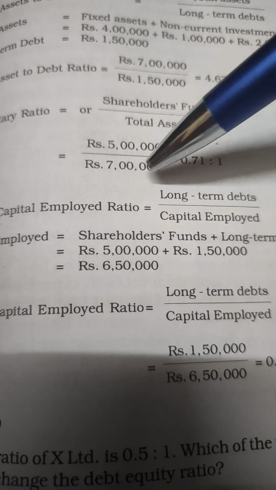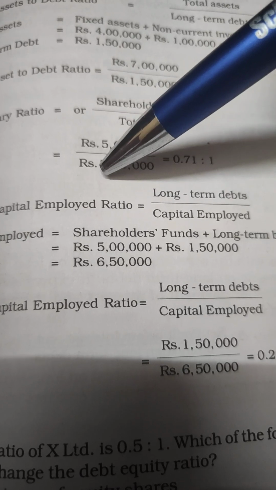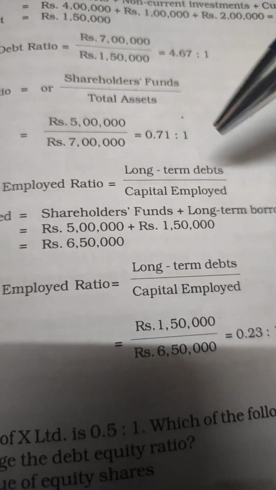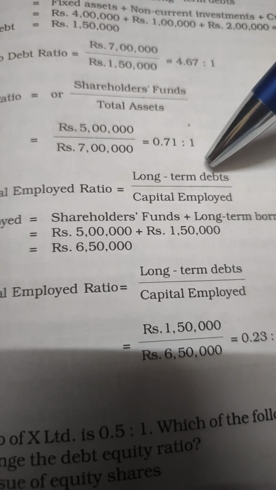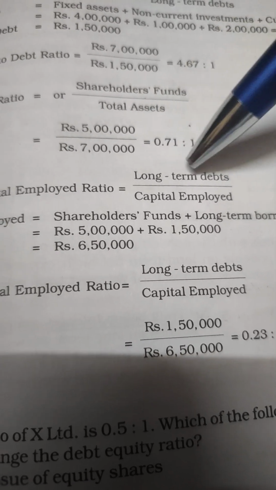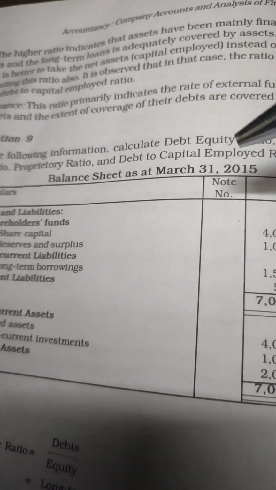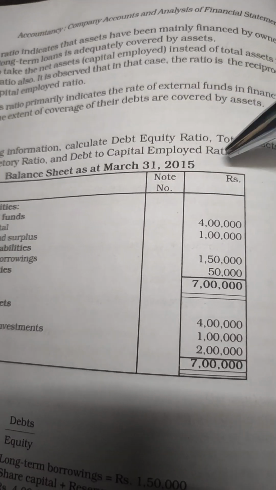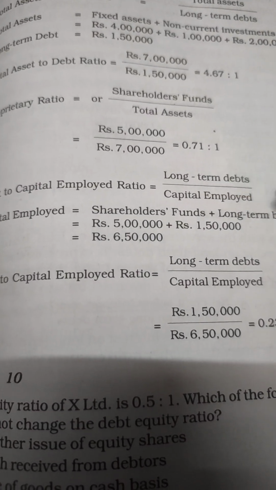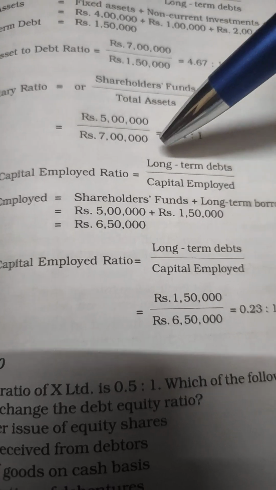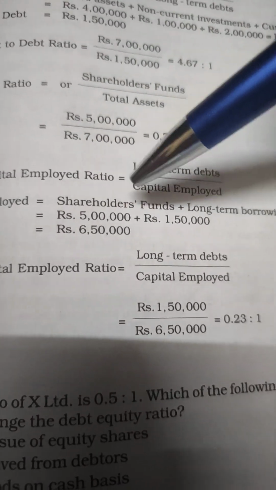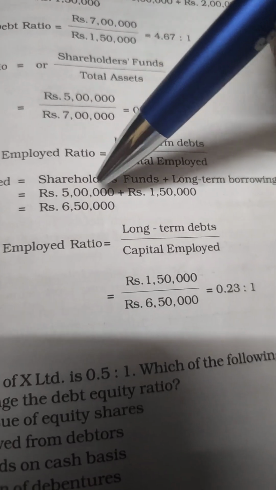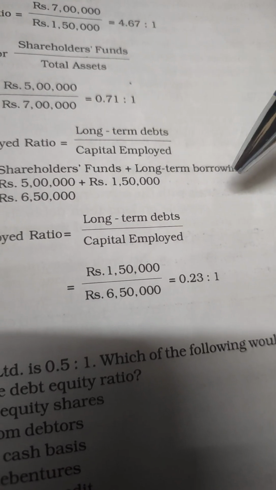Total assets we have also calculated, which is 7 lakhs. By dividing it, we can get the amount as 0.71. So the answer is written as 0.71:1. Then next we have to calculate the debt to capital employed ratio. The equation is long-term debt divided by capital employed. Long-term debt we have calculated earlier. Then capital employed is equal to shareholders funds and the long-term borrowings.